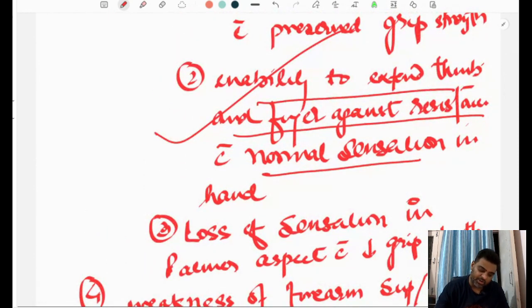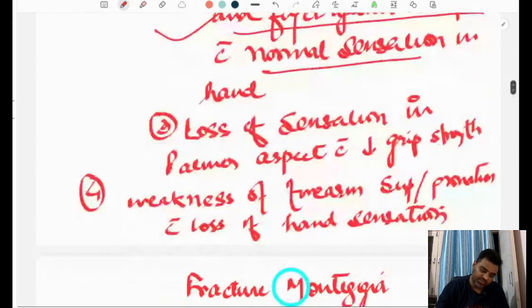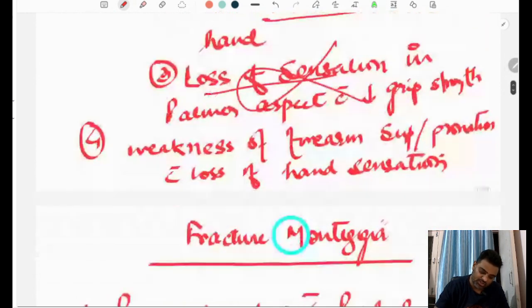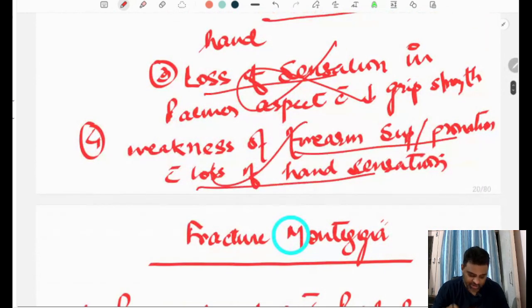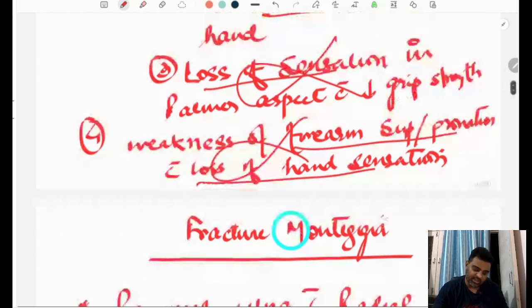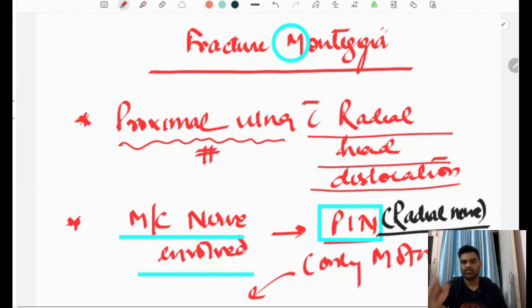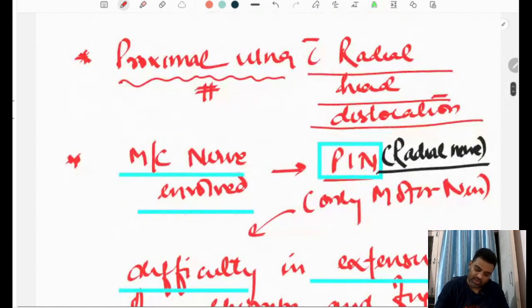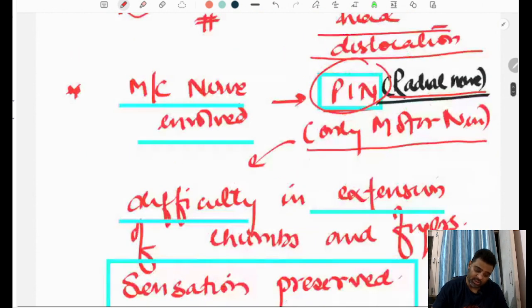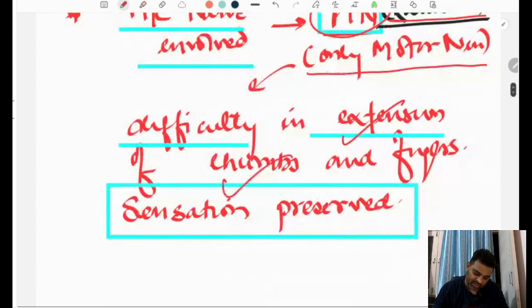Third option says loss of sensation. No. Fourth says weakness of the forearm and loss of sensation. No. So the answer will be B. So this is Monteggia fracture, that is proximal ulnar fracture with radial head dislocation. I have told you, the most common nerve is the posterior interosseous nerve, and it is only a motor nerve. So there is difficulty in extension of thumb and fingers. Sensation is preserved.